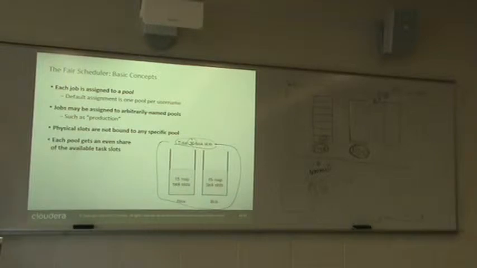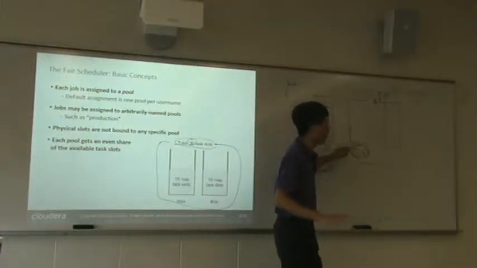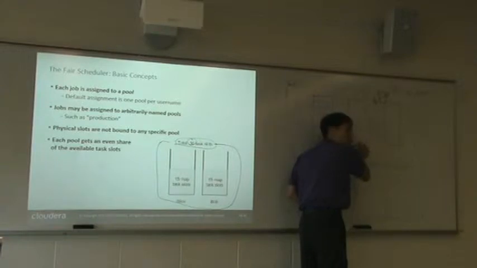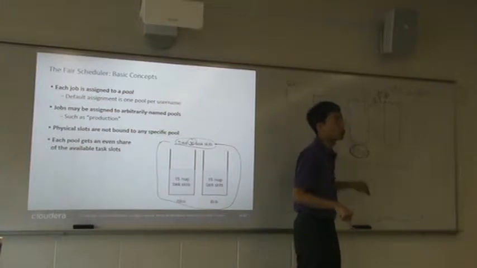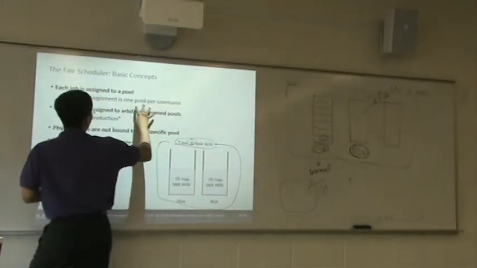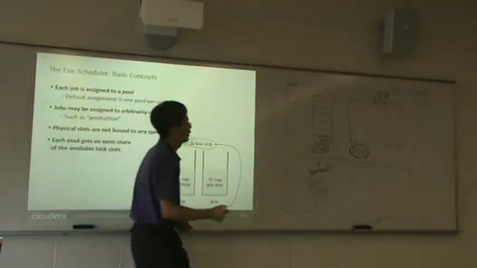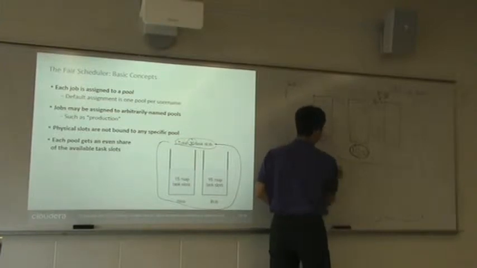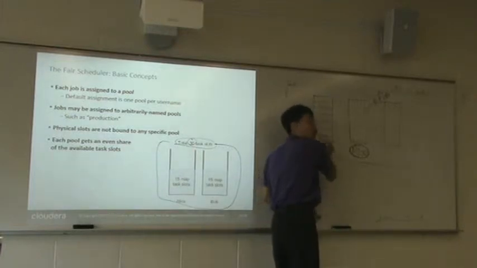Each user is going to take their number of tasks. If you do not specify any pool, it automatically creates a pool for each user following the name of the user. However, you can explicitly create a pool. For example, this is the Yumi pool. Then you can assign your job to this pool.